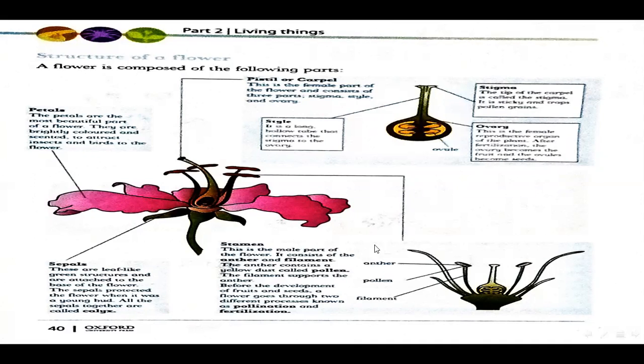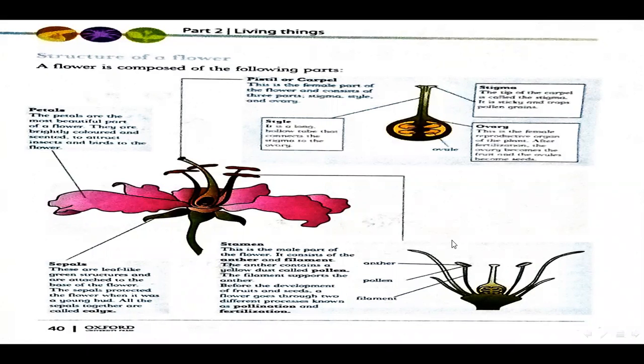Stamen, this is the male part of the flower. It consists of anther and filament. The anther contains a yellow dust called pollen, and the filament is a supportive structure. The filament supports the anther. Before the development of fruit and seed, a flower goes through two different processes known as pollination and fertilization. I hope you understand this page.